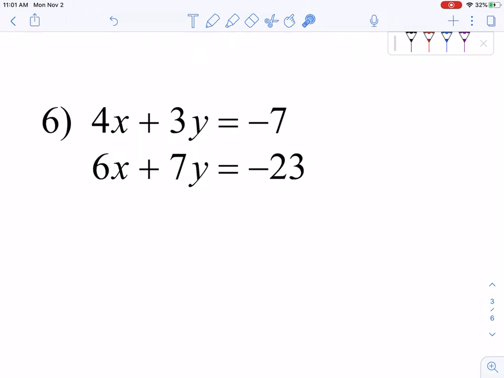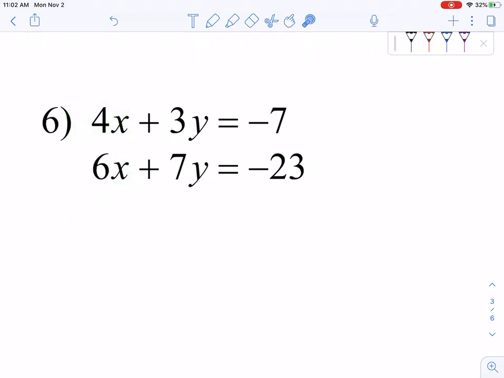So let's think about some common terms. I could take this 6 and multiply it to the top. I could take this 4 and multiply it to the bottom, and that would give me 24 and 24. One of them would have to be negative. But there's another number that both of these go into that isn't as big, and it's 12.